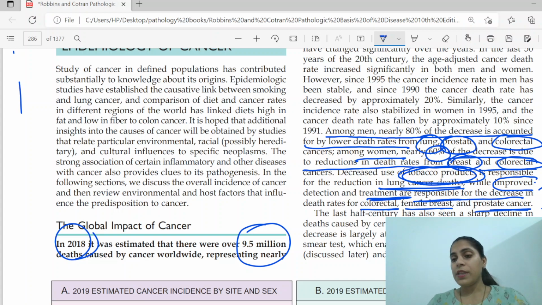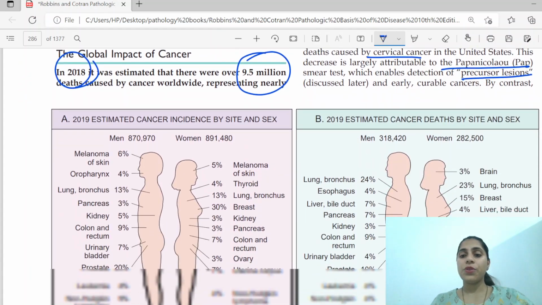So it is an important point that in the lung it is usually preventive, because it has a very high rate of mortality, and mostly it is preventive measures that have been effective to reduce the incidence, whereas in colorectal carcinoma and breast and prostate carcinoma, early detection as well as treatment has helped to reduce the rate. The last century has also seen a sharp decline in cervical cancer, that is due to the screening program, that is the PAP screen. Then we have detection of precursor lesions and early cure.